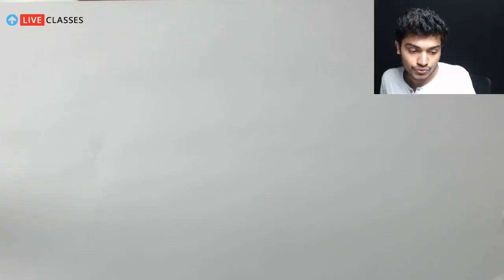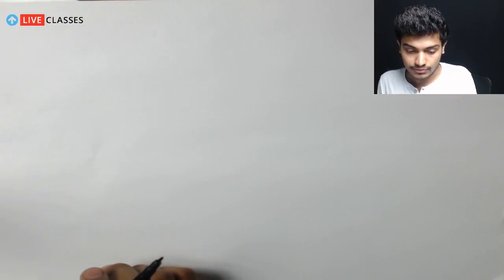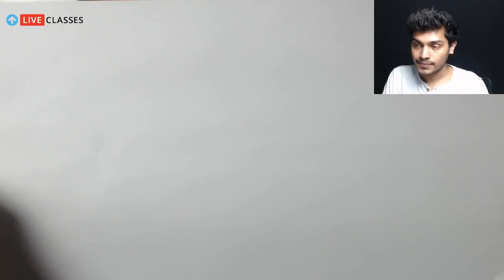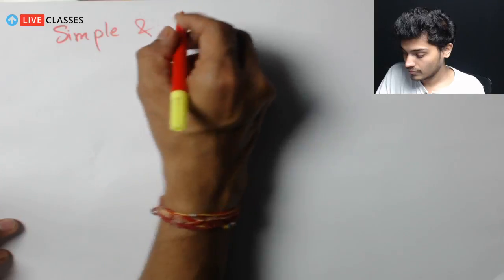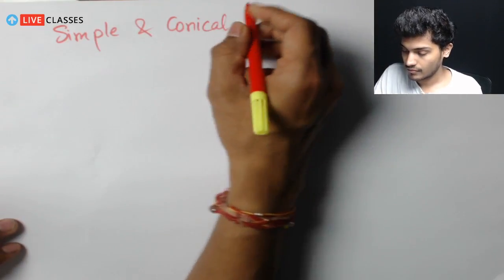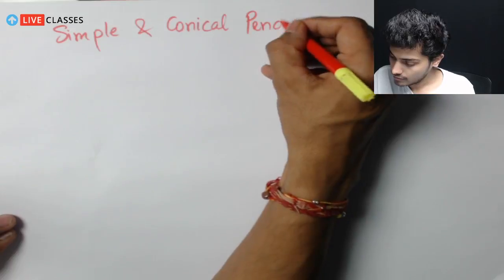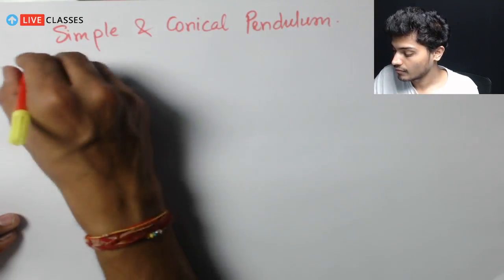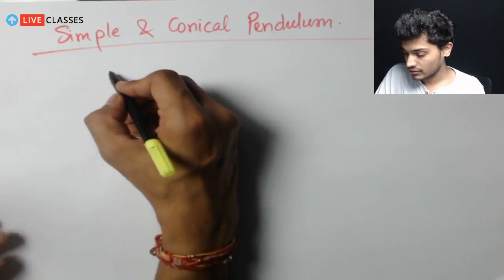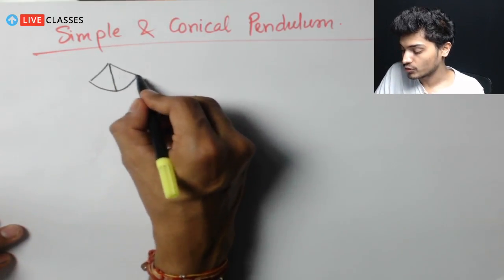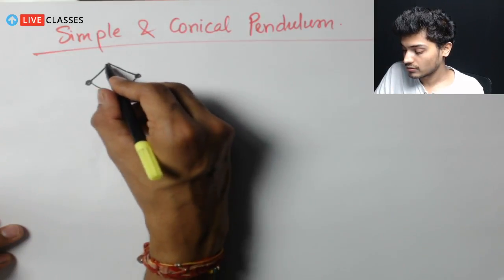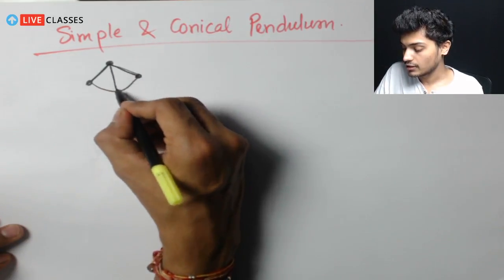So we have completed centripetal. Now let's see the concept of simple and conical pendulum also. So in a simple pendulum, what we have observed is that the ball moves like this, right? This is a simple pendulum.